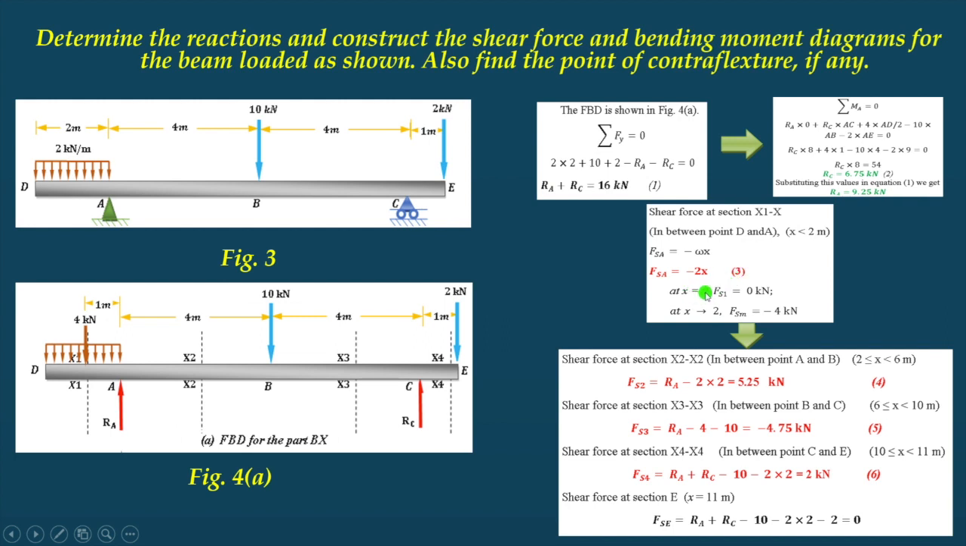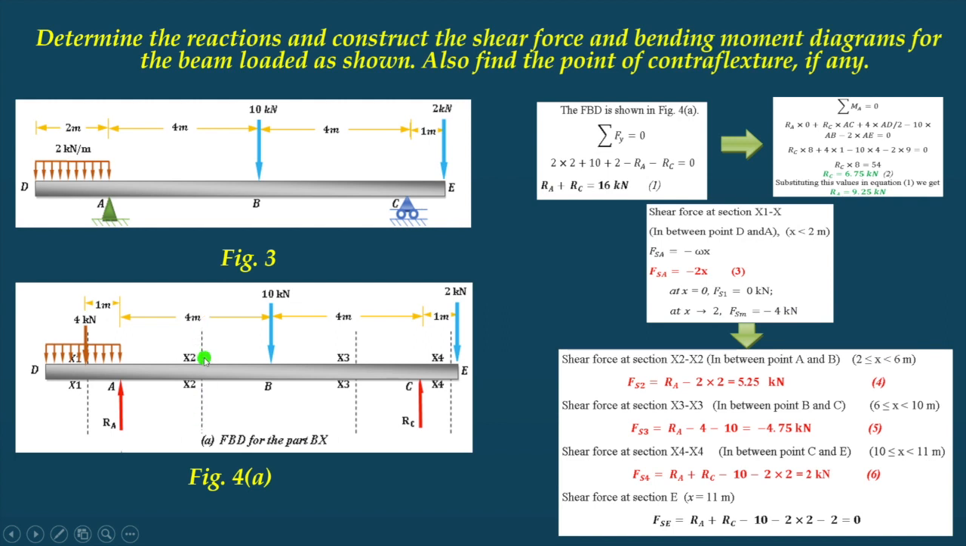And here x equals to 0. Substitute the value and get Fs1 equals to 0 kN. So it's a straight line starting with 0 value. Similar to the previous one, here also at x equals to 2, other force Ra is working. And that's why this equation 3 does not hold good for this point A, meaning at x equals to 2. But just before 2, when x tends to 2, we are getting the value. Substituting x equals to 2 here, we are getting the shear force minus 4 kilonewton.